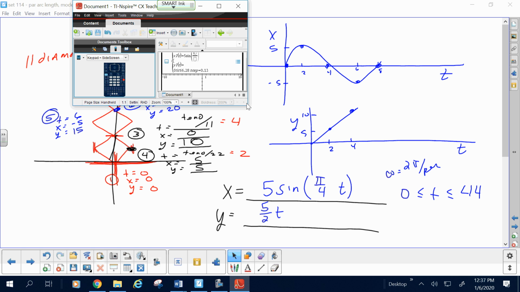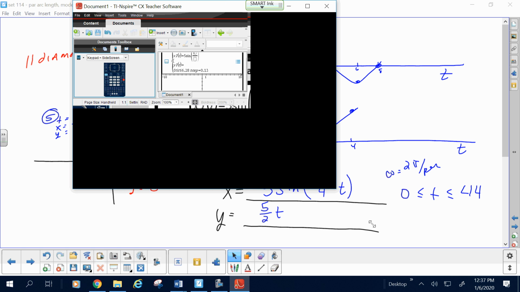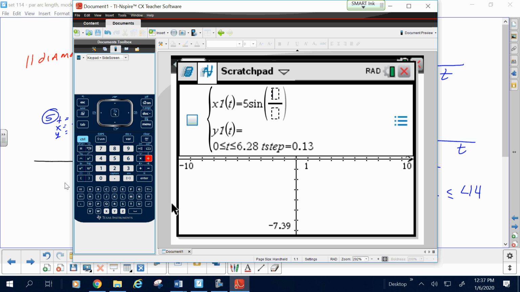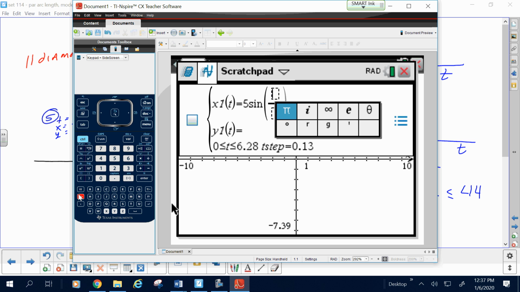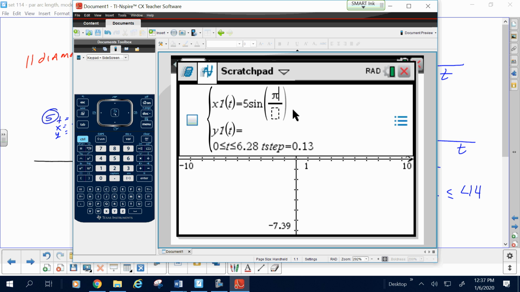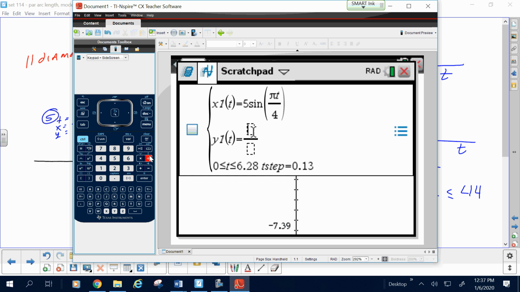What's happening? It's so small on me all of a sudden. 5 sine of 5/2 t. Was it 2/5 or 5/2 t? I can't remember. 5/2 t. Obviously, we're going to need to change our window.